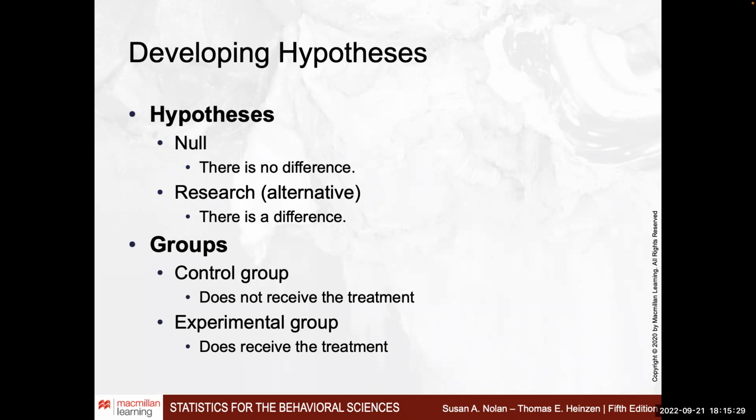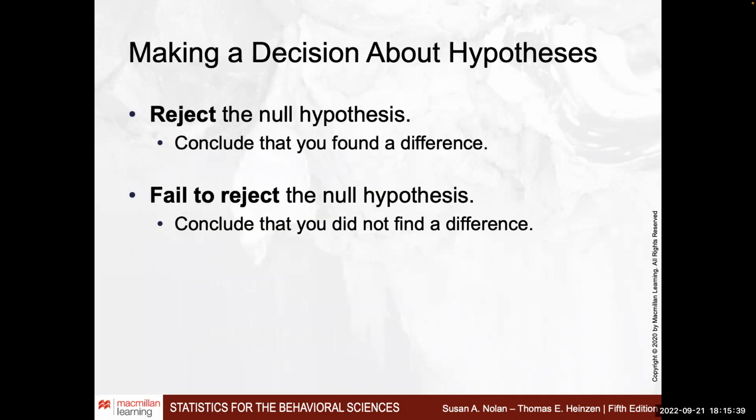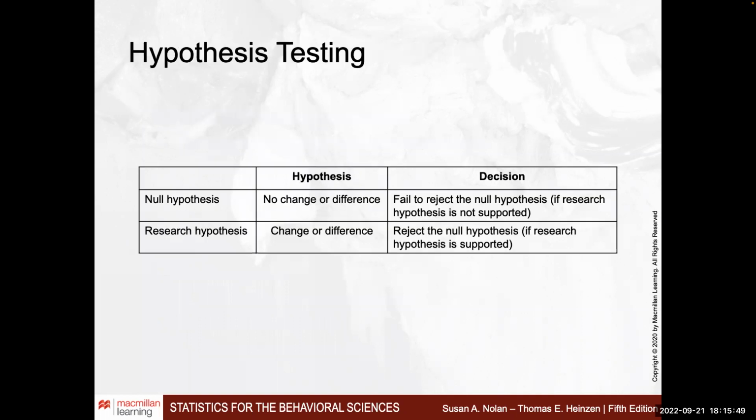Groups, we talked about it: control group, experimental group, or intervention group. The intervention group is the one that gets the blood pressure medication, whereas the control group does not get a treatment. We either reject the null hypothesis and accept the research hypothesis, and this will be done with a p-value, or probability. So again, here's the layout.